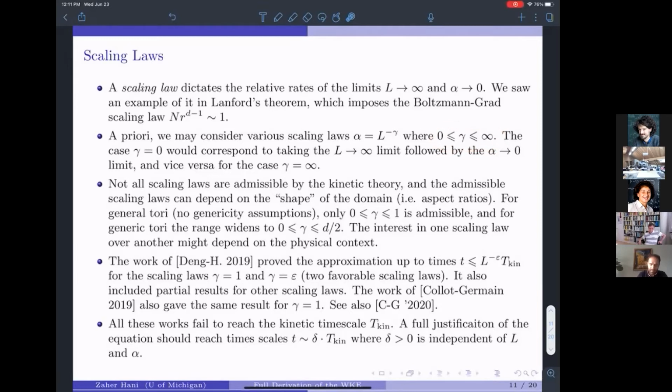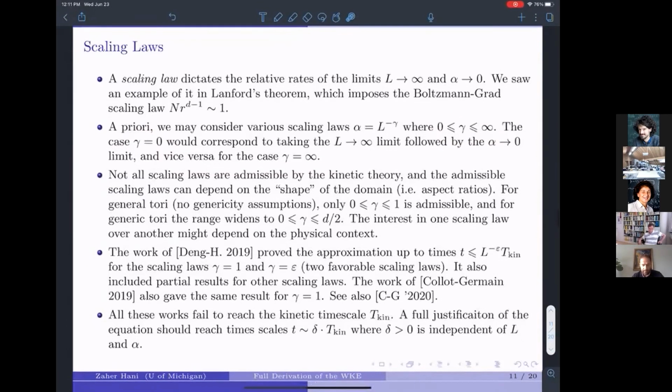Okay, the case gamma equals 0, you can think of it as corresponding to taking the limit L goes to infinity first, followed by the limit alpha goes to 0, and vice versa for the case gamma equals infinity. As it turns out, not all those scaling laws are admissible by the kinetic theory, or not all scaling laws give you a kinetic limit. It turns out that the admissible scaling laws depend on the shape of the domain, or the aspect ratios of the torus. So for general tori, if you don't impose any genericity assumption, then the only admissible scaling laws correspond to gamma between 0 and 1. You do not get a kinetic approximation if you are in the scaling law alpha equals L to the minus gamma when gamma is strictly bigger than 1, unless you add some genericity assumptions on your torus.